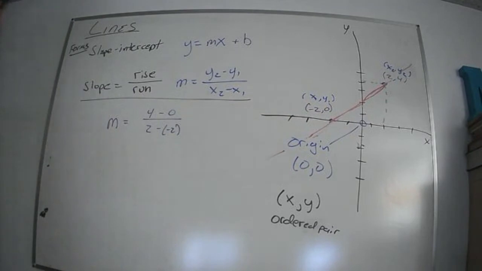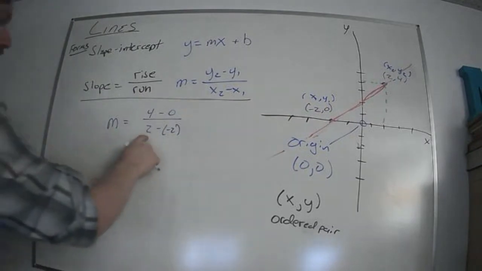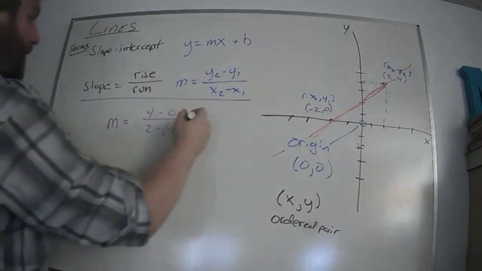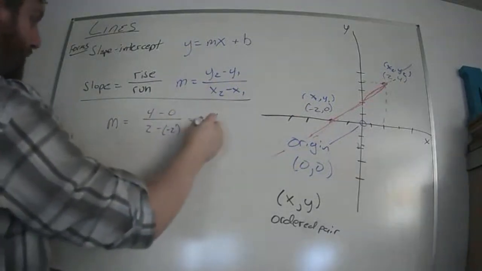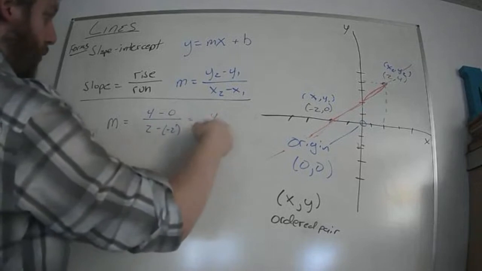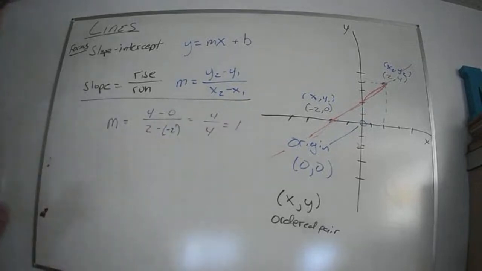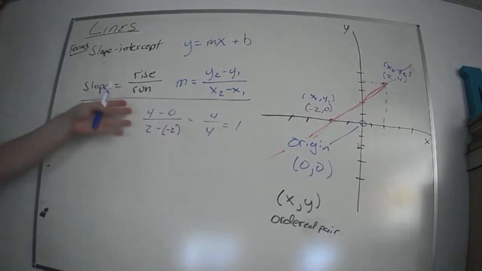Right? So be sure not to lose the sign here. It's 2 minus negative 2. And if I do the math, I go 4 minus 0 is 4. 2 minus minus 2 is also 4, which gives me 1 over 1, which is 1. So this is one of the simpler lines, and it's here just to show you clearly the process.